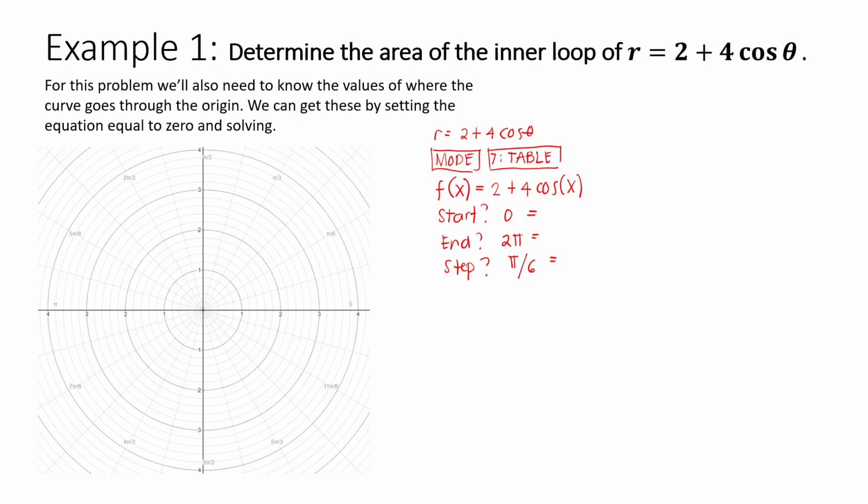Okay, so after plugging in the different parameters or conditions for your table mode, upon pressing equal sign you will have the table. The left side will be the x parameter, and the right side will be f of x. Again, our x variable is the angle, and the f of x variable is the r value.